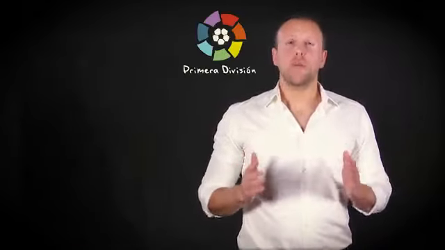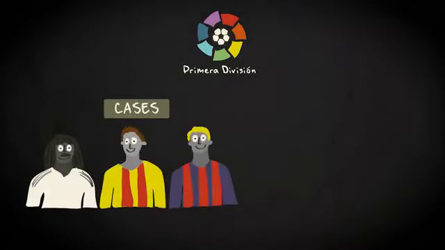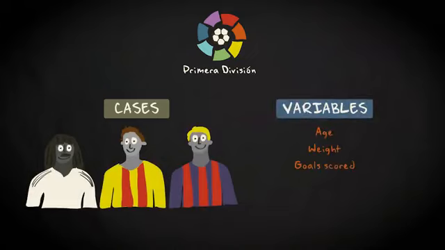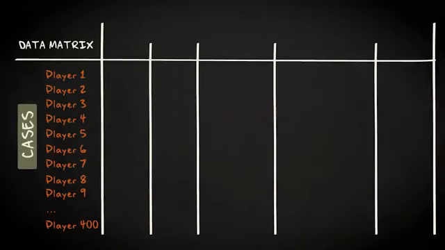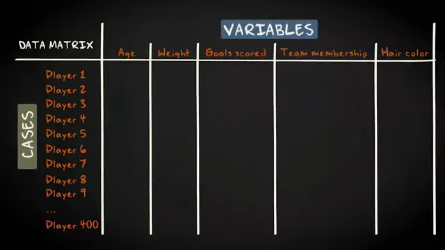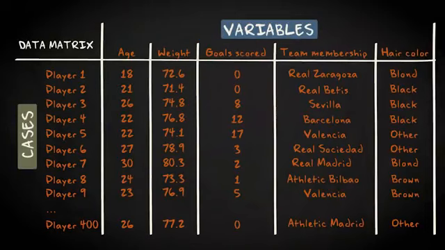Imagine you're interested in the Primera División, the top football competition in Spain. The cases you're interested in are individual football players within the league, and the variables you focus on are age, body weight, goals scored, team membership, and hair color. The best way to order all this information is by means of a data matrix. This is such a data matrix.